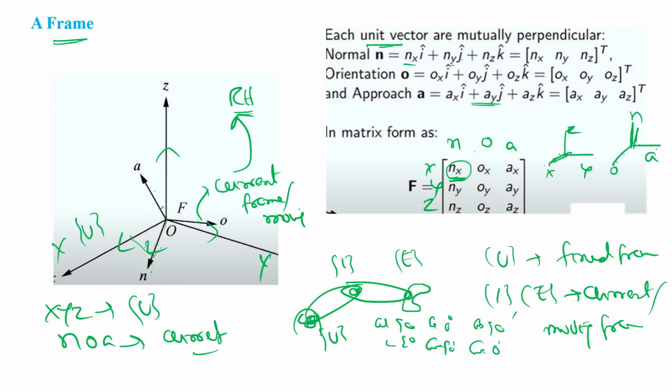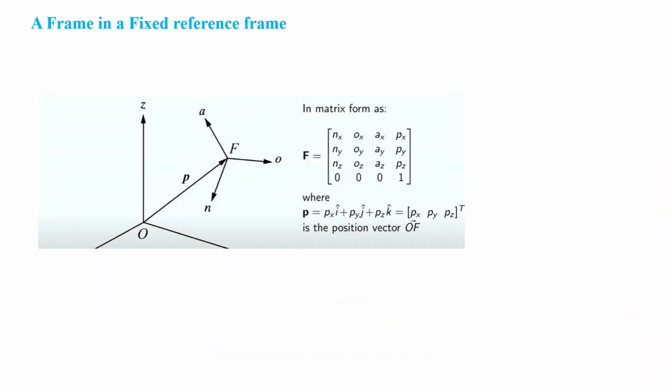Likewise, we'll be able to relate the current frame position or orientation with the reference frame orientation. For that, we need this matrix. So we should know how to represent a frame in matrix format. Next one is how to represent a frame in a fixed reference frame. It is the same thing as before. Here this is X, this is Y, then this is Z, and this is my universal frame.